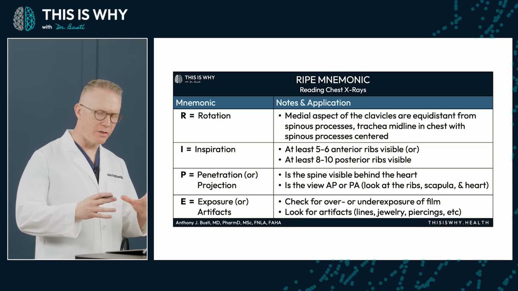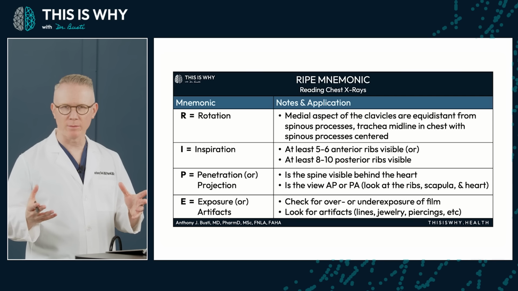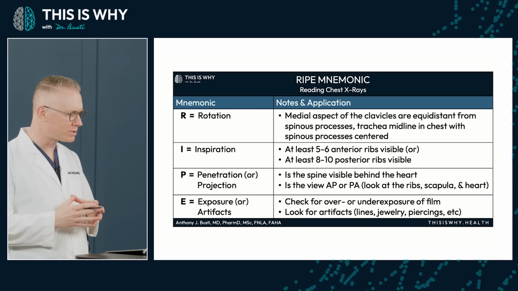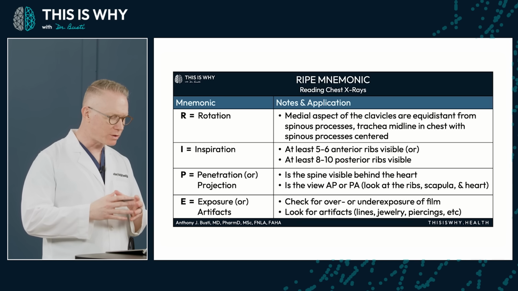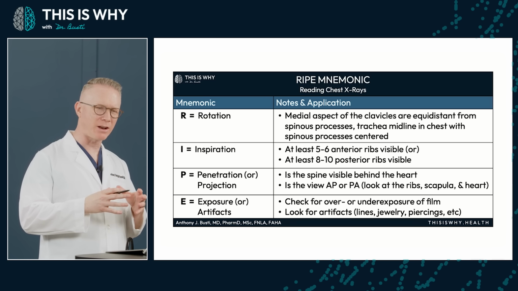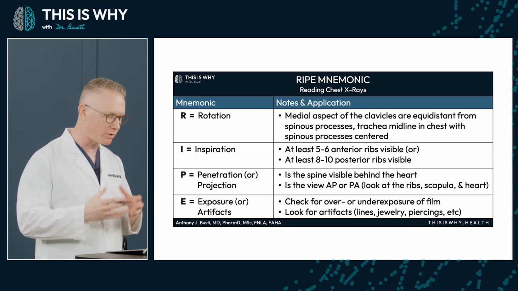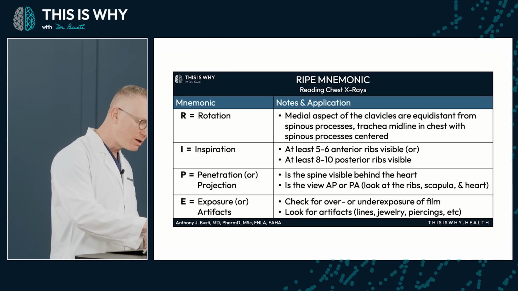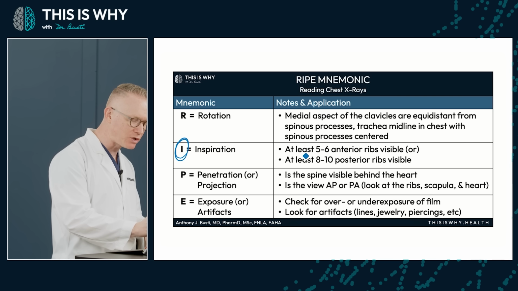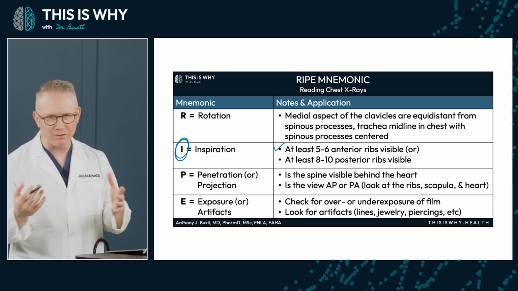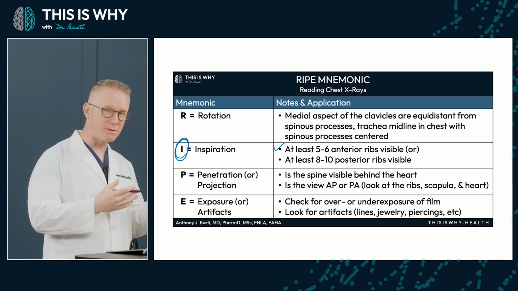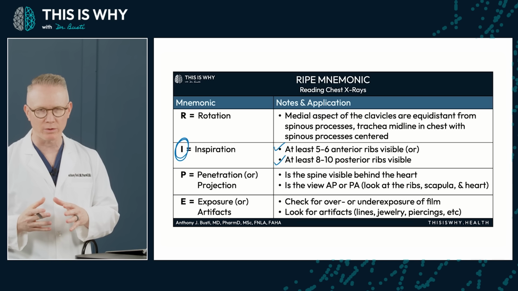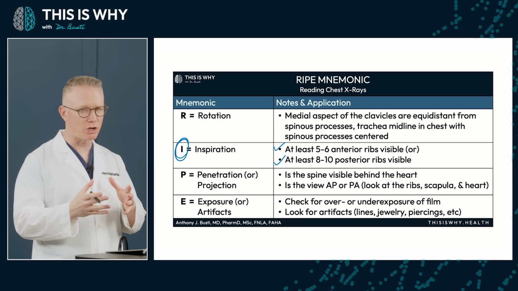I'd like to point out on the RIPE mnemonic table that we have available for you at thisiswhy.health for free download, if you want to use that or share it with other people, that what we're talking about is determining the adequate amount of inspiration on the image. Well, the way you do that is by identifying and counting the ribs. And you can see here in letter I for inspiration that you need at least 5 to 6 anterior ribs visible in the lung fields, or at least 8 to 10 posterior ribs visible in the lung fields. And I'm going to show you how to use that.